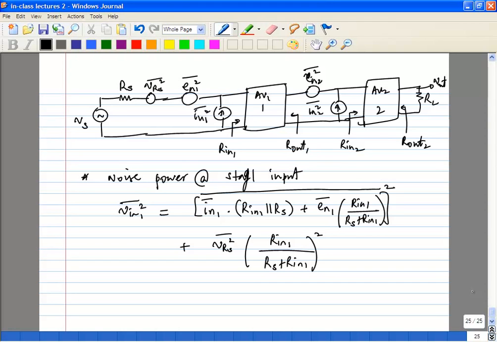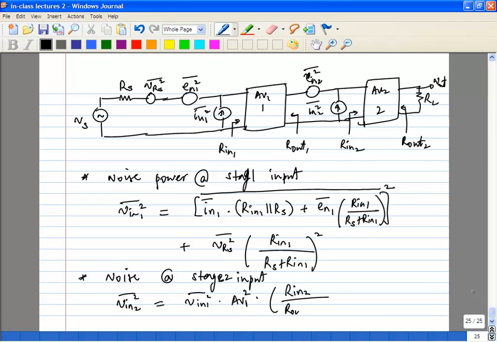Now let's go to the noise at the stage 2 input. It's a 50 ohm resistance, right? So you have 4 kTr delta F. This is a noise. What is this? So you have all of these times AV1 and then times the loading at the input of the next stage. So you have Vn1 squared times AV1 squared whole squared. So this is the contribution from the first stage.